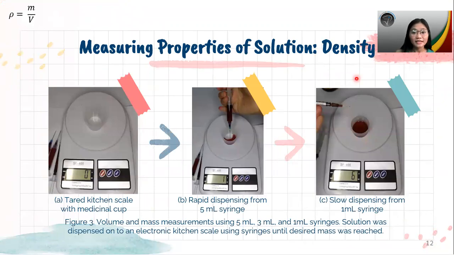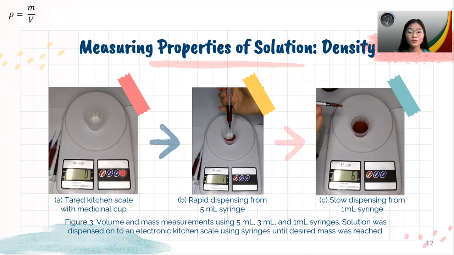To measure density, we have to get the corresponding mass of a measured volume of the liquid. For this, I used an electronic kitchen scale with a least count of 1 gram. This device turns off automatically after not detecting any change in mass for 1 minute. So dispensing the liquid by drops was very challenging.